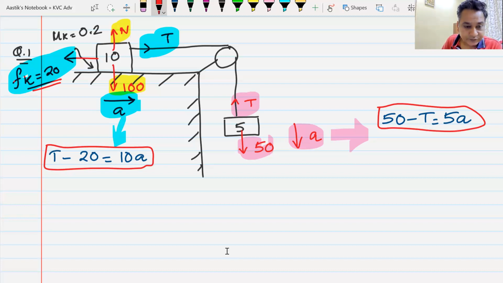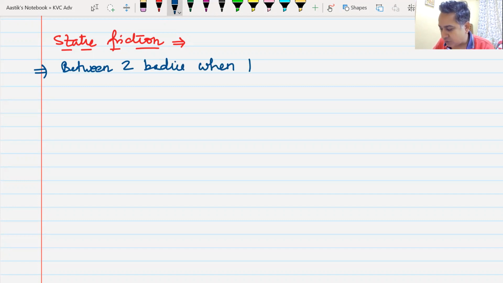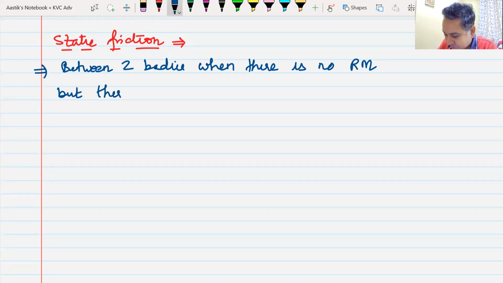What is static friction? This is the friction between two bodies when there is no motion, or when there is no RM. What do you mean by RM? Relative motion. When there is no relative motion, but there is a, and the word we use is tendency of motion, or tendency of relative motion.